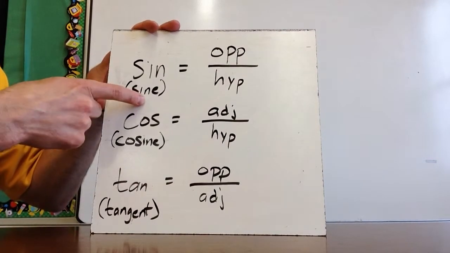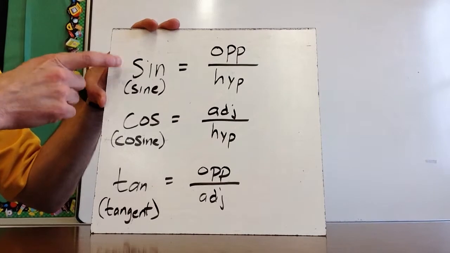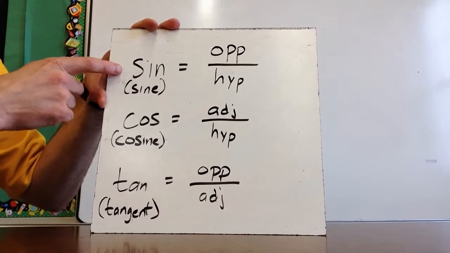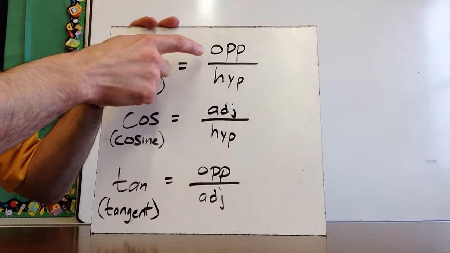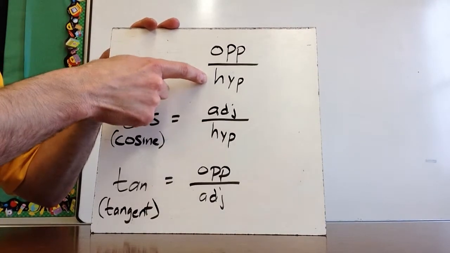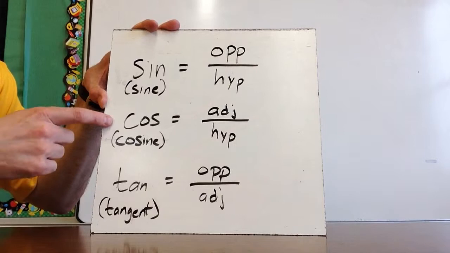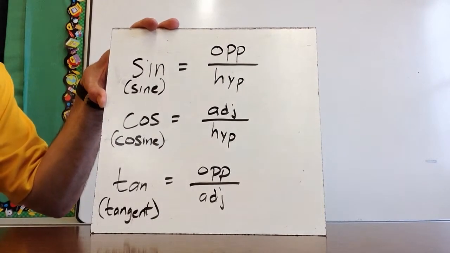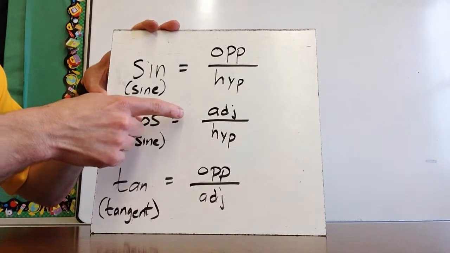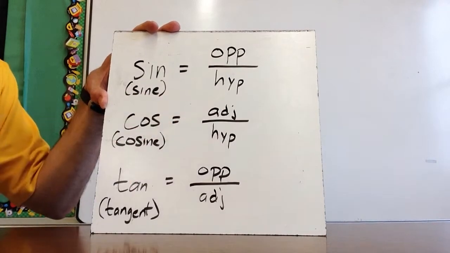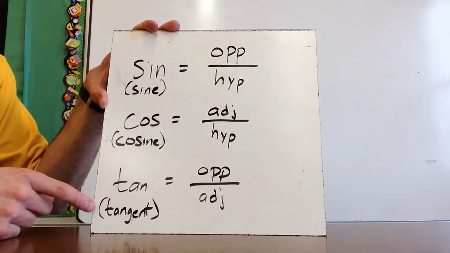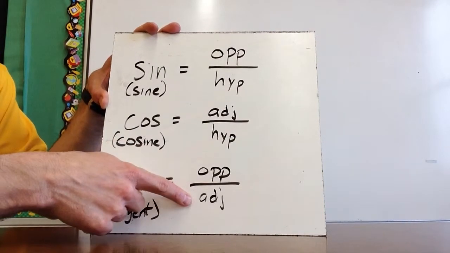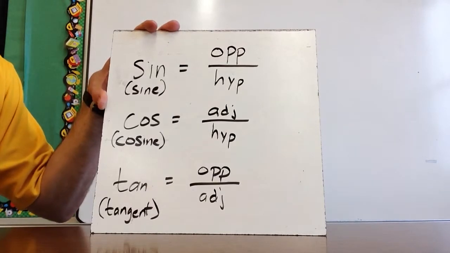Sine, which is actually spelled S-I-N-E, but in the calculator and often in math you'll see it as S-I-N. Okay, but this is sine. Sine is the ratio of the opposite leg over the hypotenuse. Cosine, which you often see as C-O-S, whether it's on a calculator or in a textbook, is the adjacent leg over the hypotenuse. And tangent, which is T-A-N, is the ratio of the opposite leg over the adjacent leg.